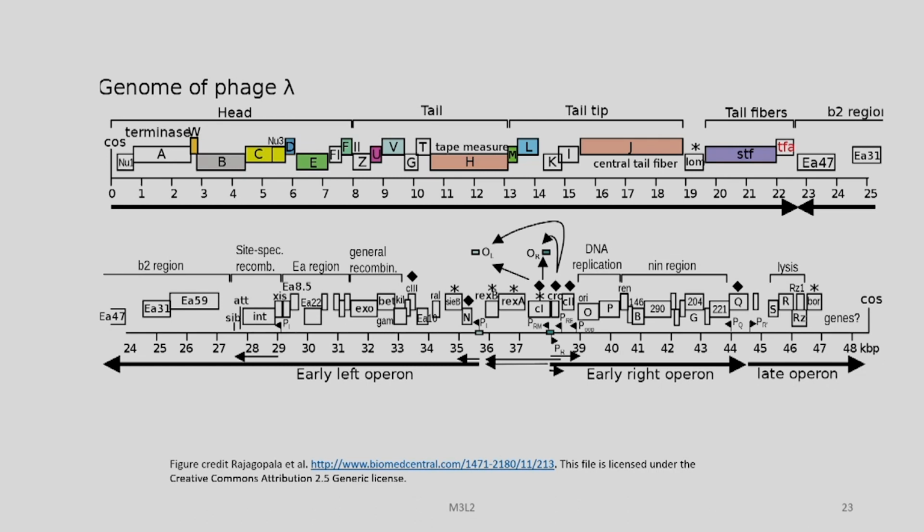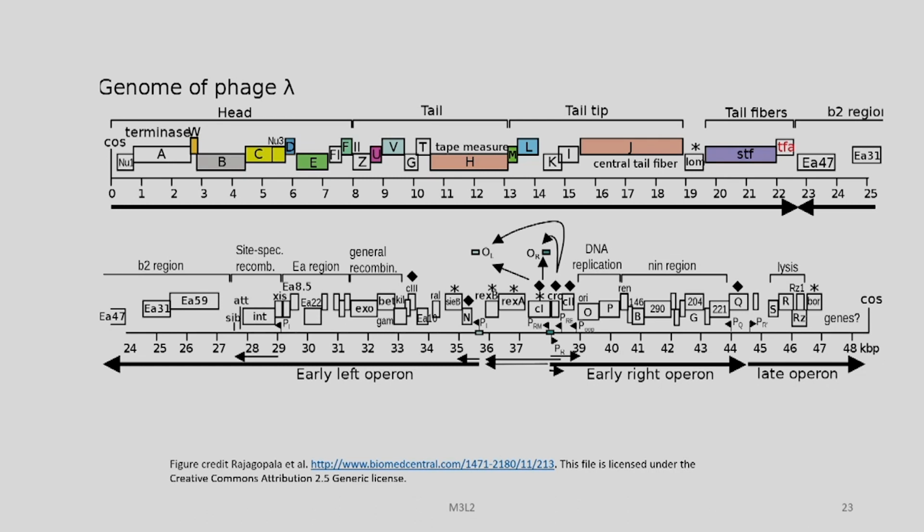head, tail, tail tip and tail fibers, and these are not expressed together. Some are early genes and some are late genes. Accordingly, they are known as the early operon or the late operon, and those which are located on the left side of the genome are the early left operon, and those which are expressed towards the end are the late operon.